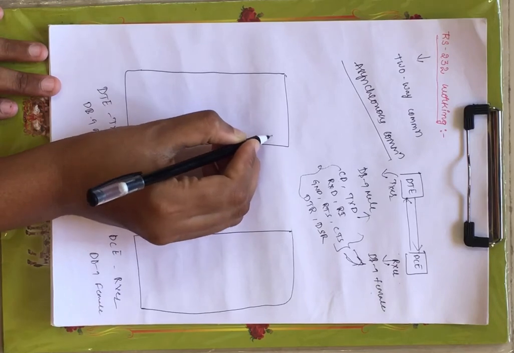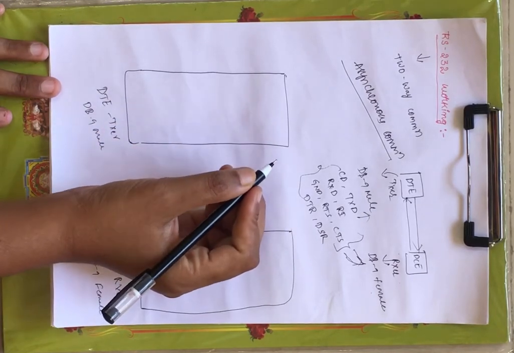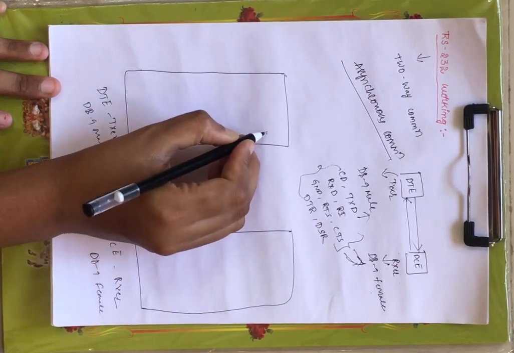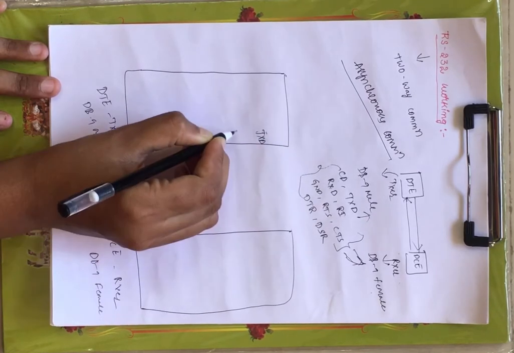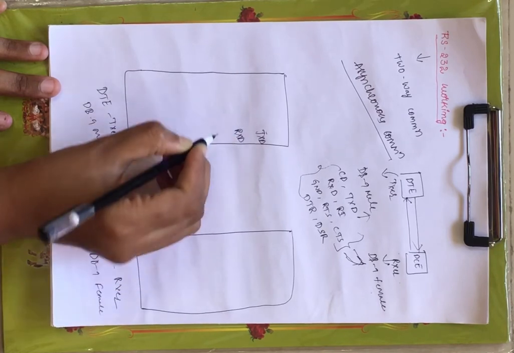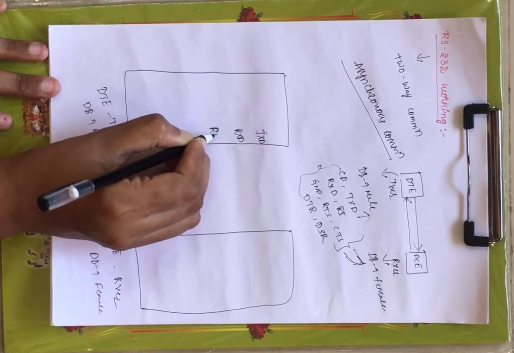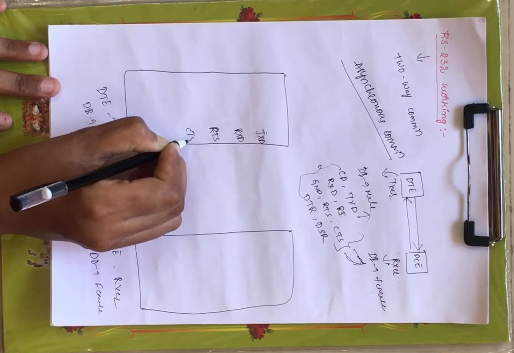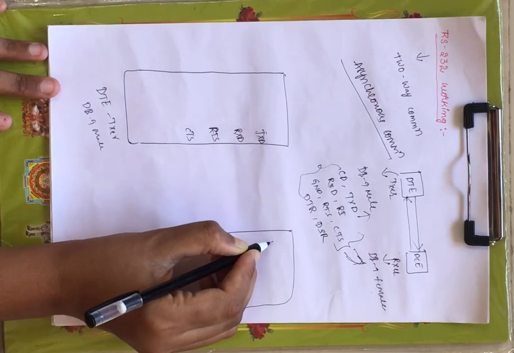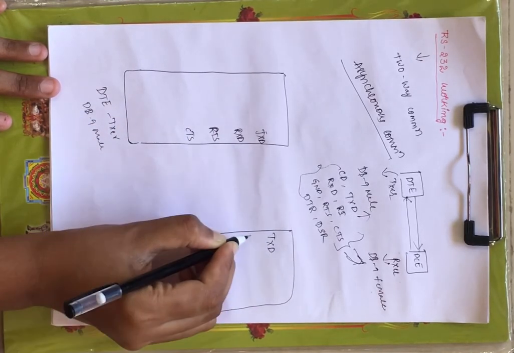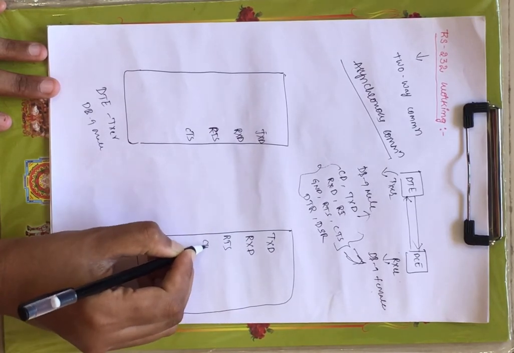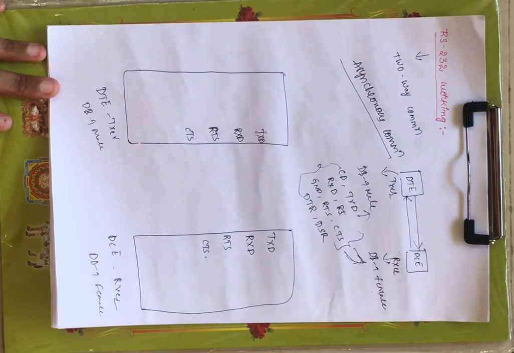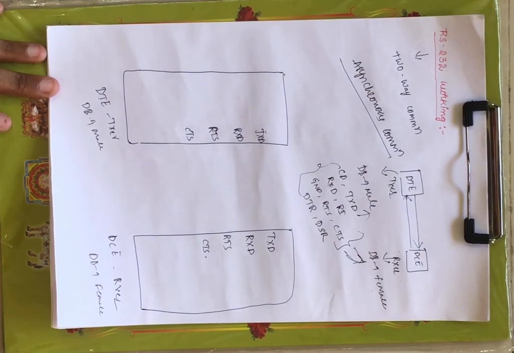Initially DTE and DCE are connected to each other, right? Now what are the pins we have? I am representing only the main pins. First you have TXD, the transmit pin, RXD pin, RTS, request to send the data, and CTS, clear to send the data, right? I am representing the main pins only that are used for serial exchange of data. These four pins are important for serial communication between your DTE and DCE, right?